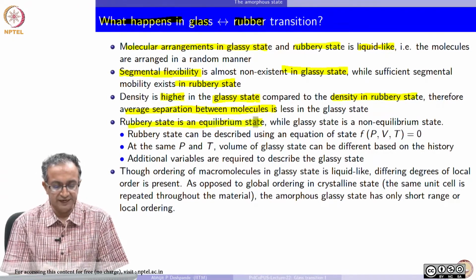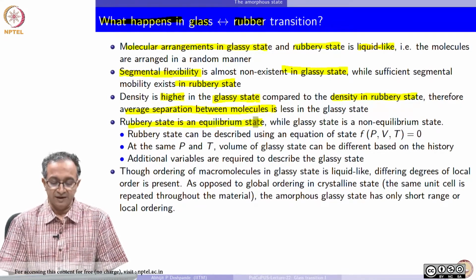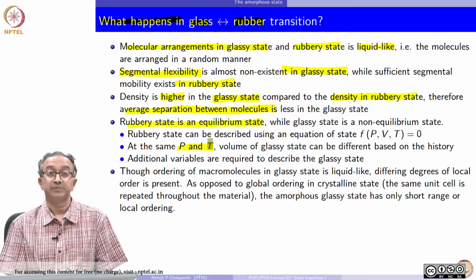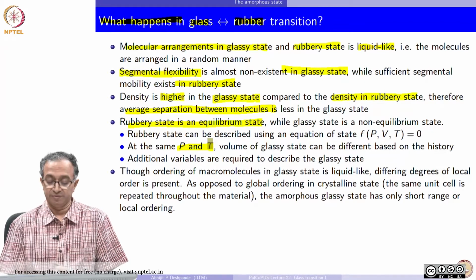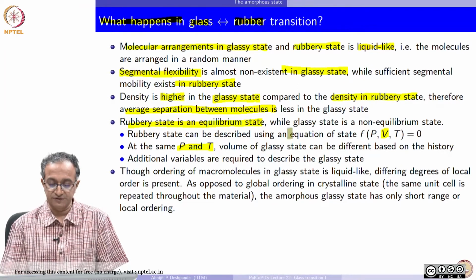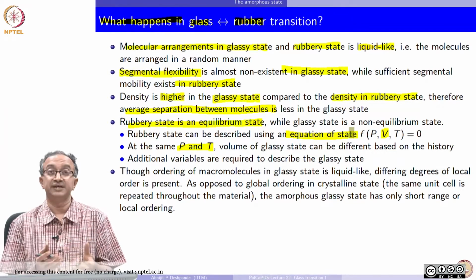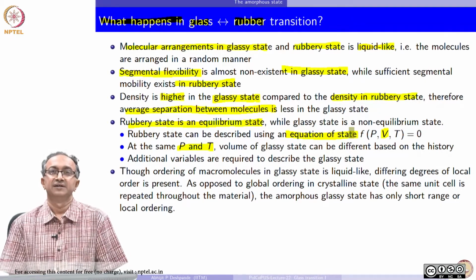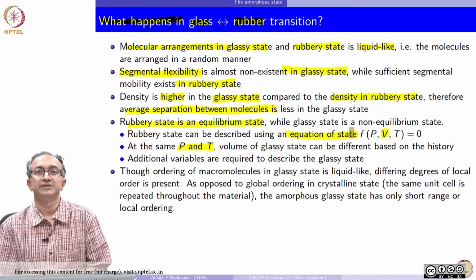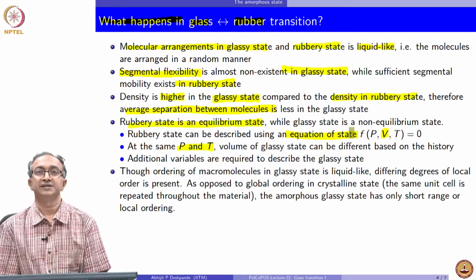We have also said that the rubbery state is an equilibrium state, and the implication is that if I specify pressure and temperature for a rubbery state, I can specify the volume also. Therefore, the equation of state can be provided for a rubbery state. If I fix any two quantities, the third quantity gets fixed. This we are familiar with from thermodynamics, when we look at liquids and vapor-liquid equilibrium, where we study equation of state.